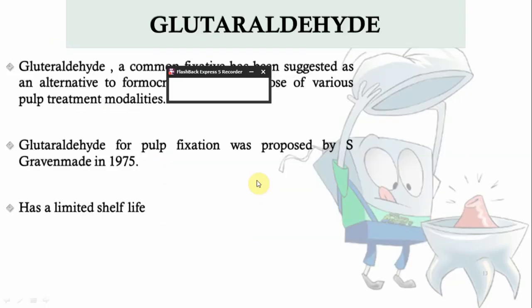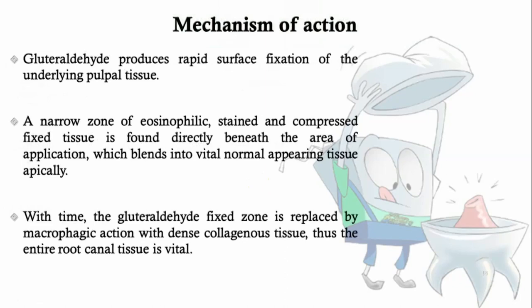The second agent is glutaraldehyde. Glutaraldehyde is a common fixative which has been suggested as an alternative to formocresol for various pulp treatment modalities. It has a limited shelf life. Let's see how it works.